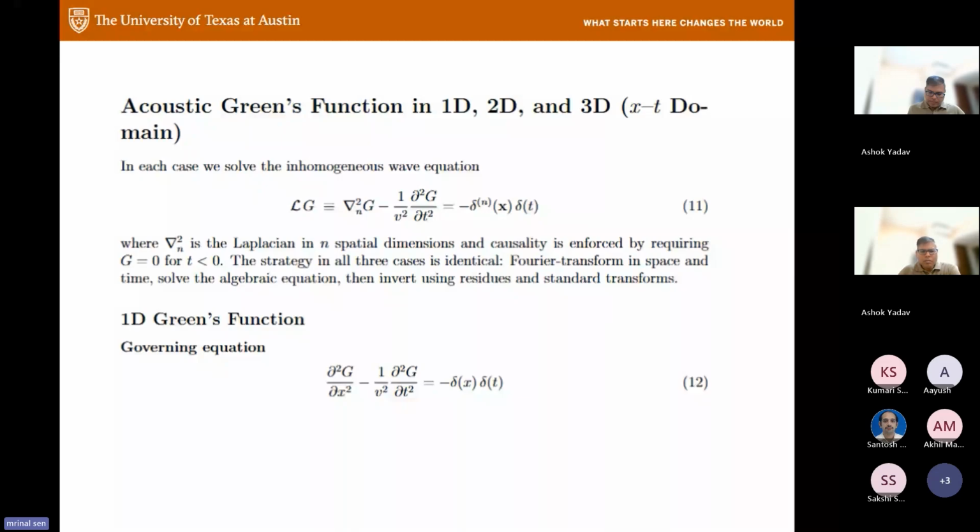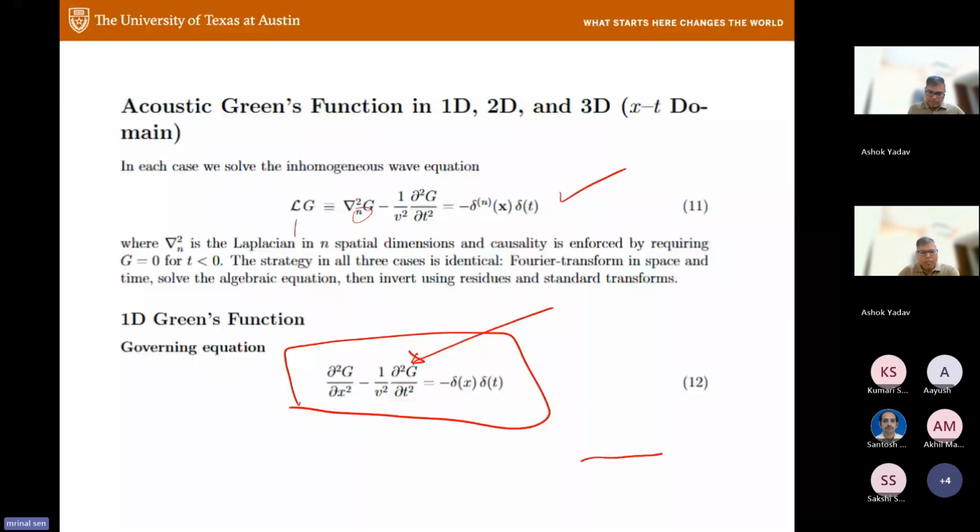This n indicates the dimension, and this L is your differential operator. And this is in 1D, this will be your partial differential equation whose solution is G, and this G is Green's function. So the Green's function is the solution of the wave equation when on the right hand side you have a delta function in x and delta function in t. For those of you who may not be remembering what delta functions are, the Dirac delta function, practically speaking, is a spike at one location. So this basically means that at x equal to 0 and at t equal to 0, there is a source term that initiates the motion.